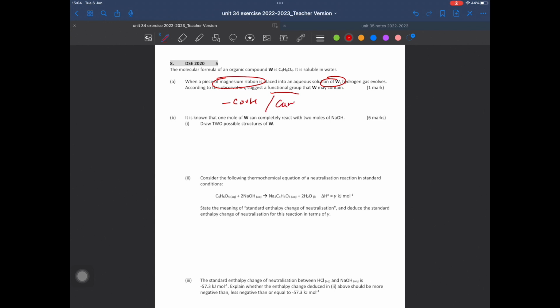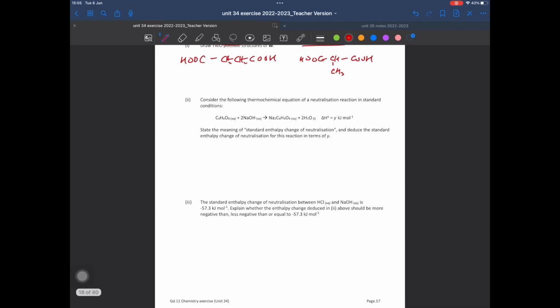COOH or carboxyl group are accepted. Next one is, when 2 moles of NaOH can react with 1 mole of W, so 2 possible structures of W. These 2 are the most typical ones, but there are some weird examples. For example, one of the functional groups is COOH, the other can be an ester, which undergoes alkaline hydrolysis. It is acceptable.